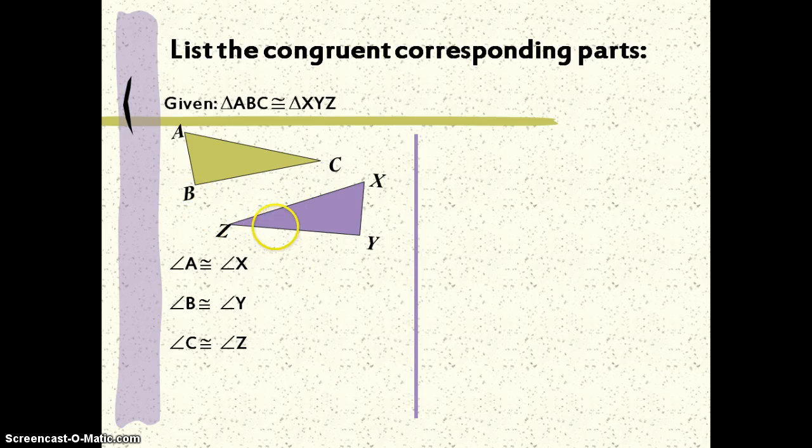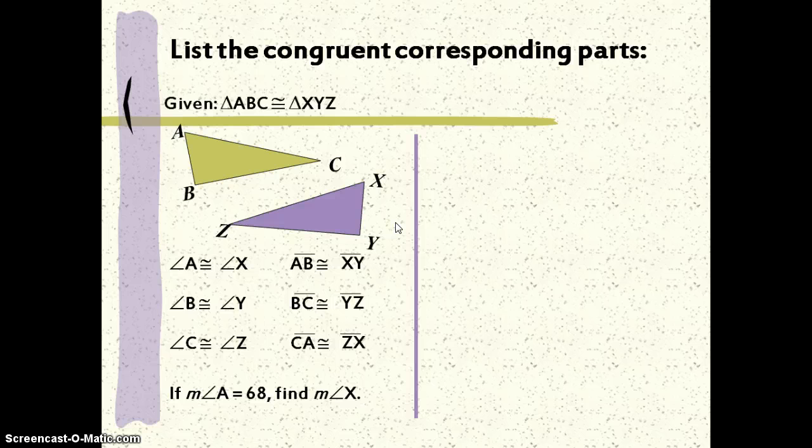We also have three congruent sides. Side AB is congruent to side XY. Notice that AB and XY are listed in the same order. Side BC is congruent to side YZ. And side CA is congruent to side ZX. Even looking at the order of the letters, this is true. CA and ZX. So you can look at the notation or the picture.